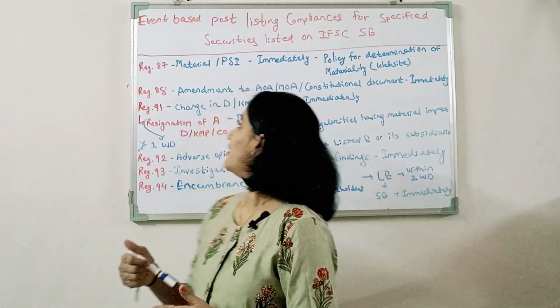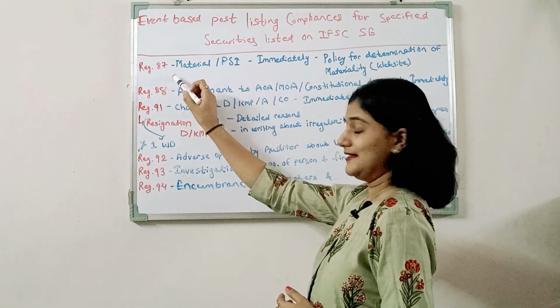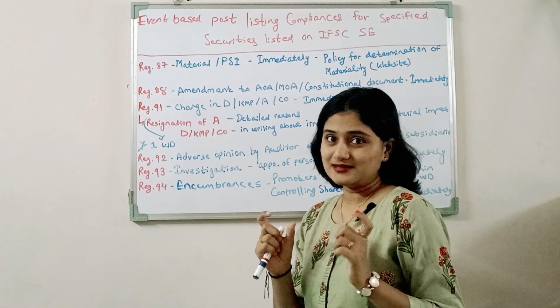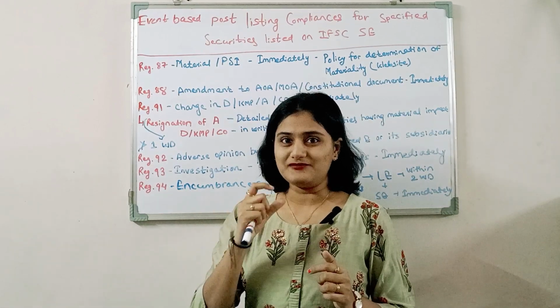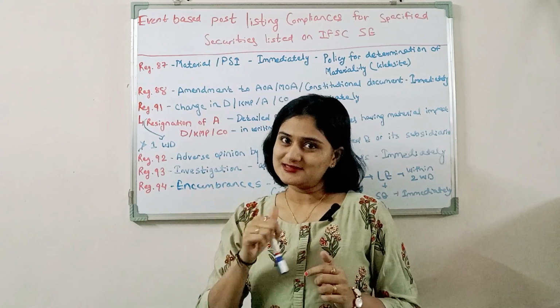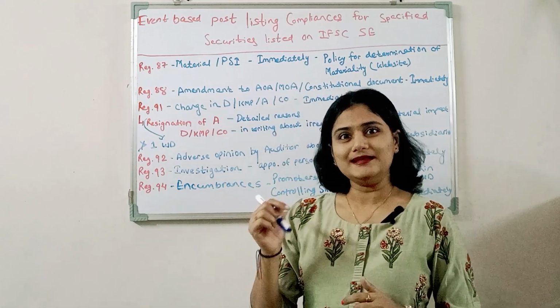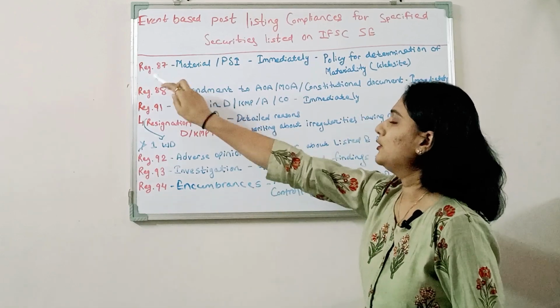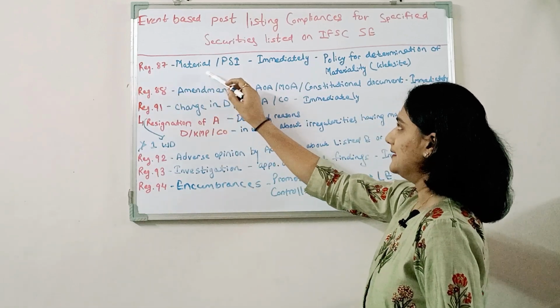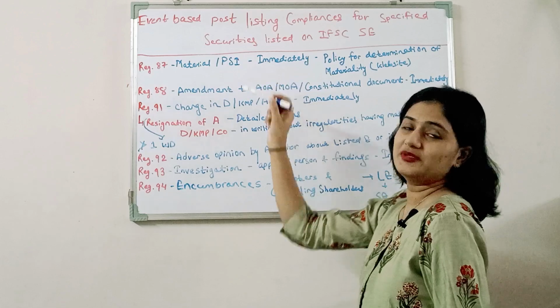So let's start. First, regulation 87. So this listing regulation also, I have mentioned the link of this IFSC listing regulations in the description box. So you can click on that link and you will be able to see the entire regulations. Regulation 87, it is for the material and price sensitive information.